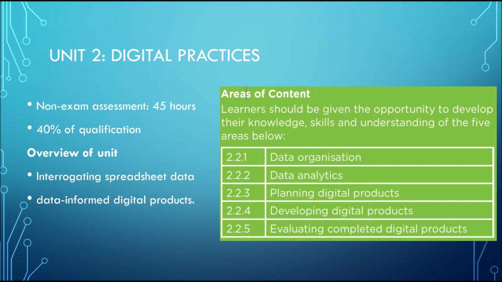So the overview of this unit then, pupils will interrogate a spreadsheet database to start with, and then using that data that they've interrogated, they will start informing decisions to create their digital products. So the areas of content for this, learners should be given the opportunity to develop their knowledge, skills and understanding of the 5 areas below. So looking at data organisation, data analysis or analytics, they then plan digital products, developing digital products, and evaluating that completed digital product.